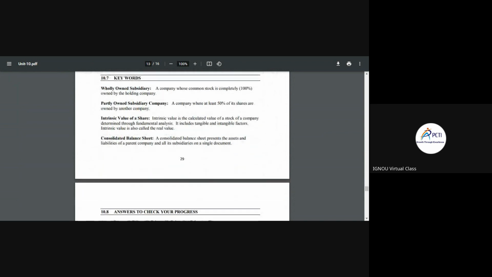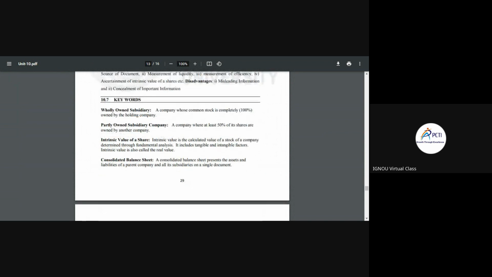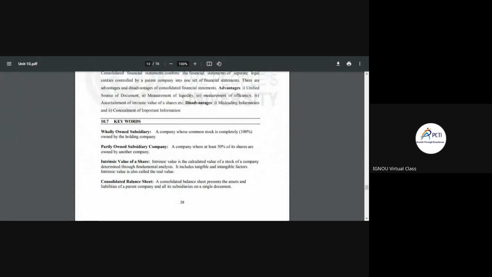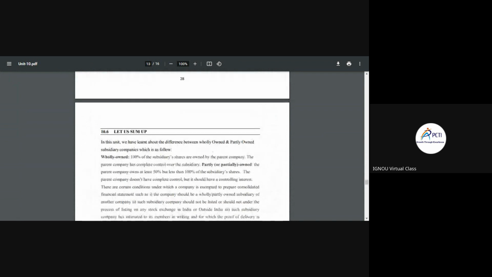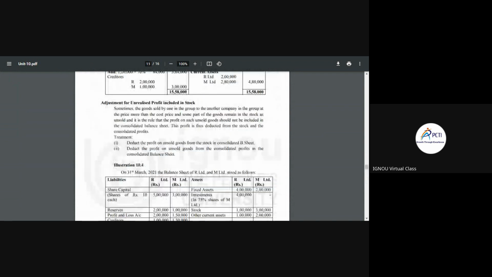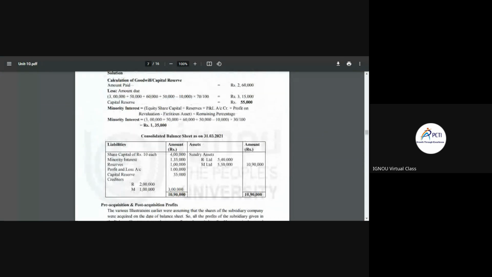Here are some important keywords which you need to know about the holding company or subsidiary company. So this is our unit for the subsidiary company.